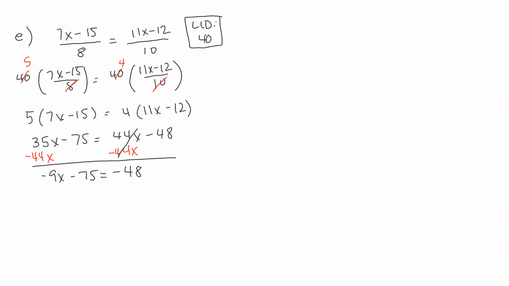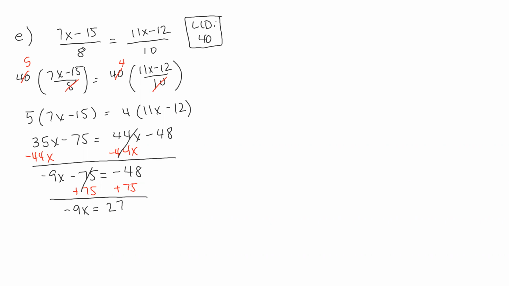So I've got all of my variables on the left. I need to move my constants to the right, so I'm going to add 75 to both sides. That'll move that 75 to the right. On the left, the 75s cancel, so I'm left with negative 9x equals, and then I get negative 48 plus 75, and that's going to equal 27.